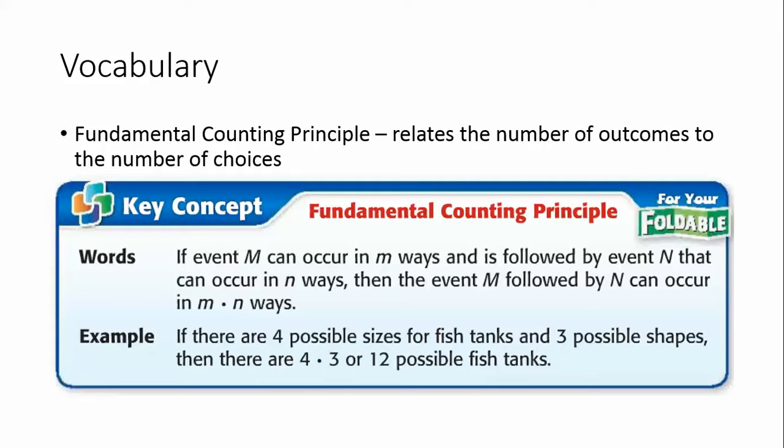And in the example, which also needs to be written down, it says if there are 4 possible sizes for fish tanks and 3 possible shapes, then there are 4 times 3, or 12, possible fish tanks. Notice that in that example, the numbers are a little larger than ours. We had 3 possible sizes and 2 shapes in our last example. So essentially with the fundamental counting principle, you're just multiplying the number of choices together to get the number of possible outcomes.